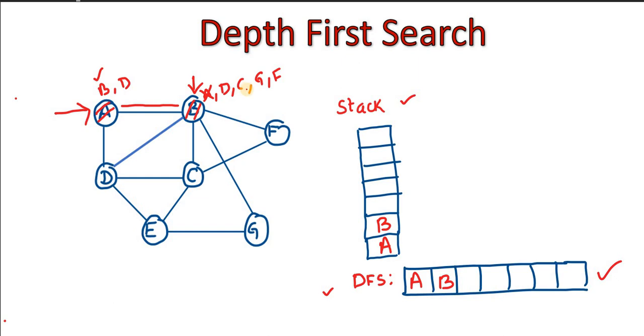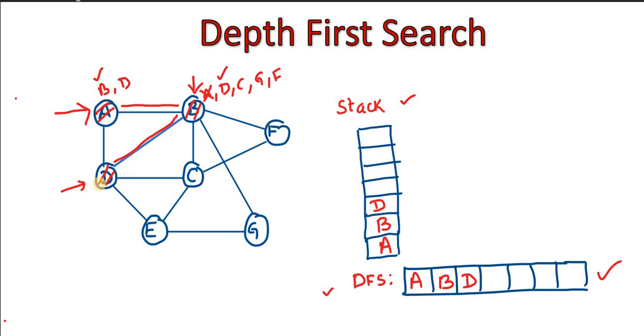So from these four vertices, you have to choose one vertex. Which vertex I have to choose? It is your choice. I am choosing the vertex D. So you draw a red line from vertex B to vertex D and mark this D as visited, and immediately add this onto the stack as well as add it to the DFS. And now do the same process for this vertex D.